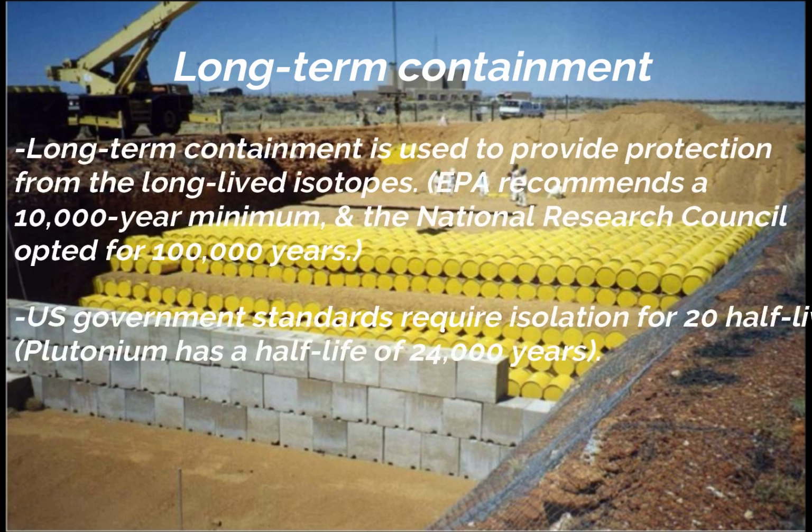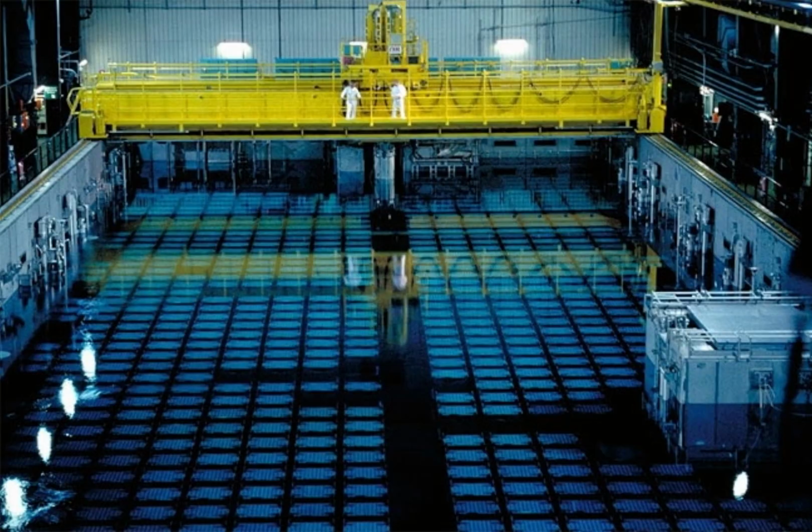Long-term containment is used to provide protection from the long-lived isotopes. The EPA recommends a 10,000-year minimum, and the National Research Council opts for 100,000 years. United States government standards require isolation for 20 half-lives. Plutonium has a half-life of 24,000 years.